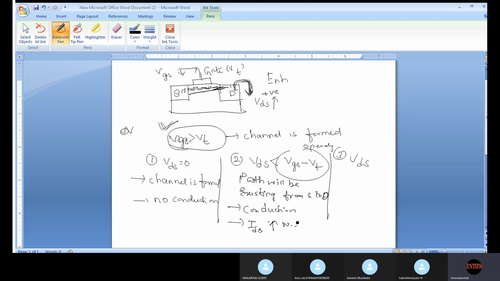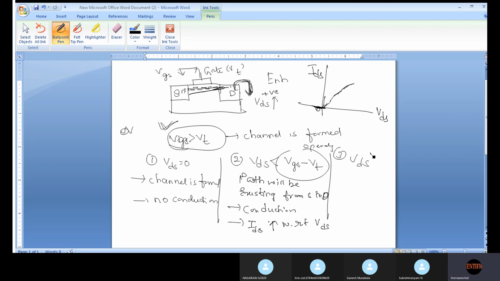IDS increases with respect to VDS. However much we are increasing this voltage, IDS will increase. Okay, so this is one thing. Look at VDS and IDS. In the first case, when VDS is equal to 0, there will be no conduction. Let us suppose we increase VDS. As I increase VDS, the current will start increasing.